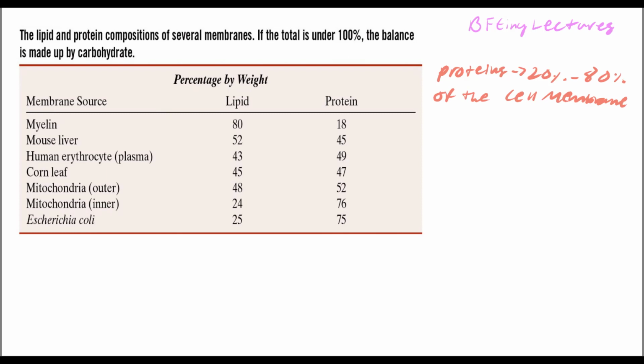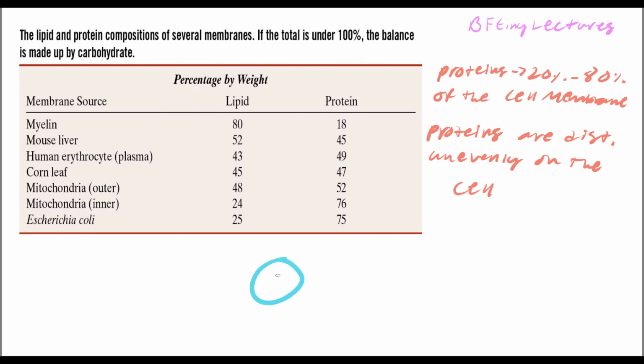So let's make up a cell first. So proteins are distributed unevenly on the cell. So let's make up a fake cell right here, and this is going to be our proteins. So our proteins, let's say that we have a certain protein right here, and there's one right here, there's one right here, one right here, and then there's only one over there.